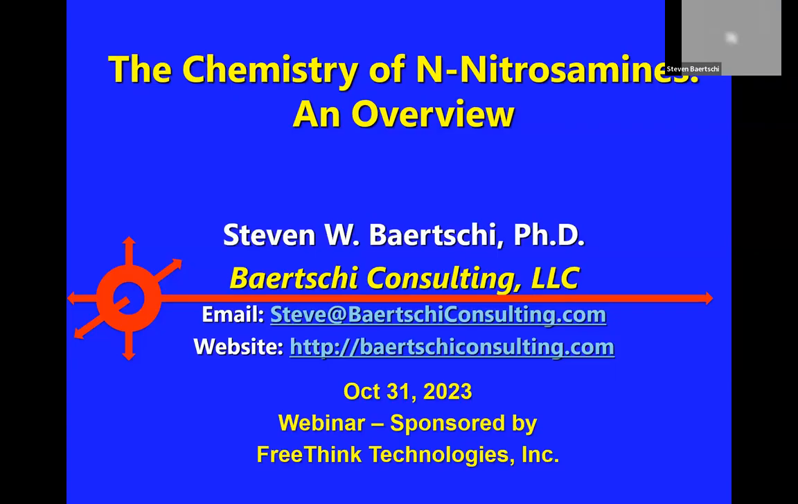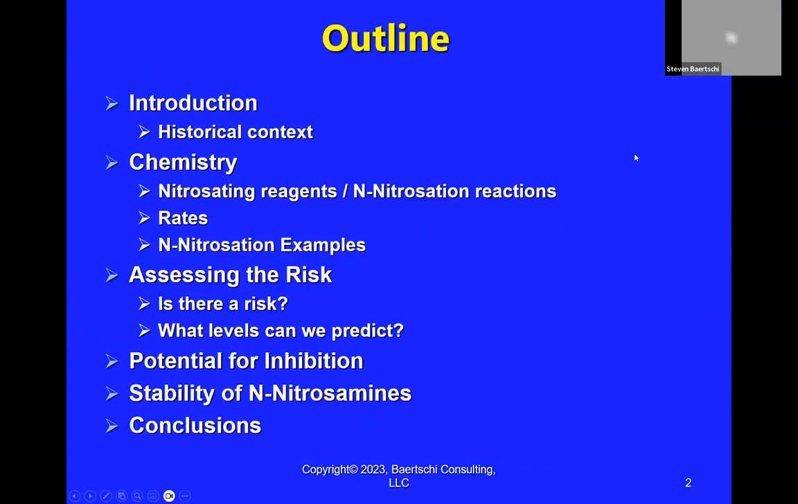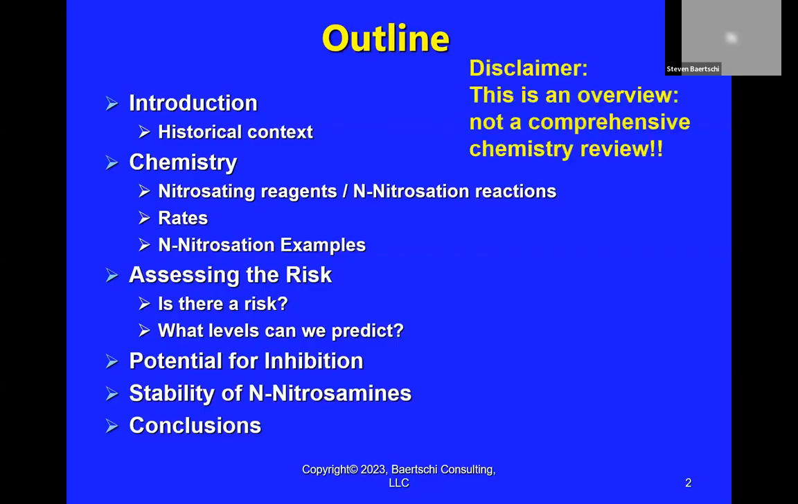We're going to do an overview of the chemistry of nitrosamines, and I'll share the outline here. I want to give a bit of a historical context, not a lot, but a little bit. I want to talk about the chemistry. And it's going to be a subset of the chemistry because there's a lot you could cover if you want to do a comprehensive chemistry review. But if you look at some of the references I have, you'll see that you can find a comprehensive chemistry review in the various references that I provide throughout the presentation.